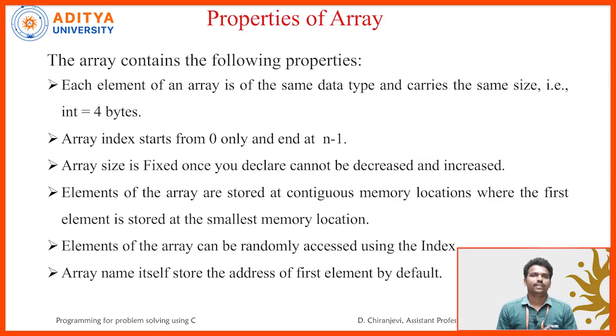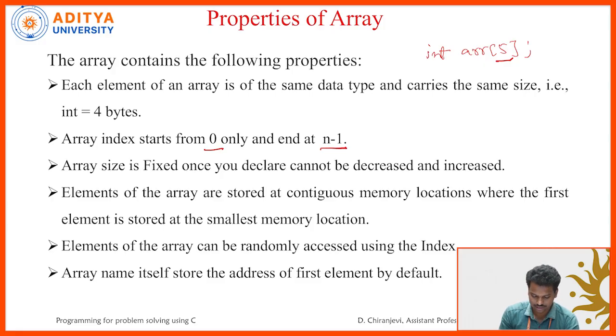Properties of array. Each element of an array is of similar type. So, the size of each element in the array is the same. If you declare an array of integer, int arr of size 5, then every element occupies 4 bytes. The data type is integer, that's why it occupies 4 bytes. The array index starts from 0 and the last index is n minus 1. If you declare array size 5, then the first index is 0 and the last index is size minus 1, 5 minus 1, that is 4.